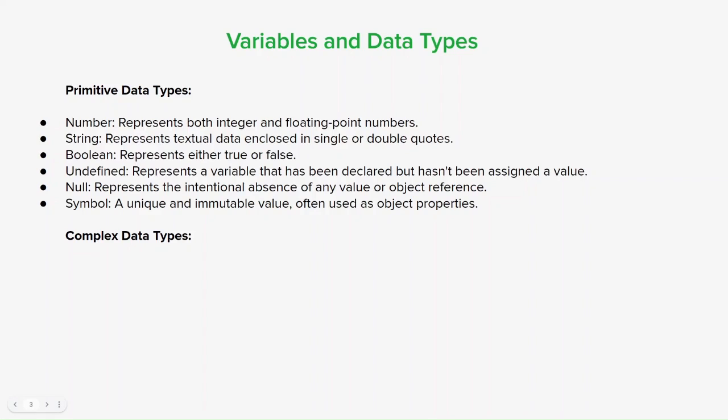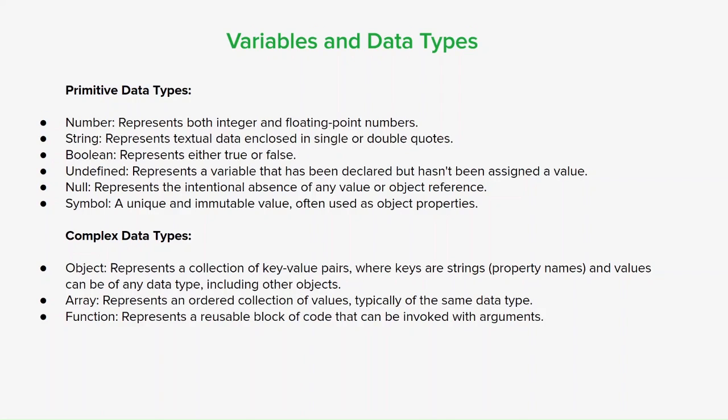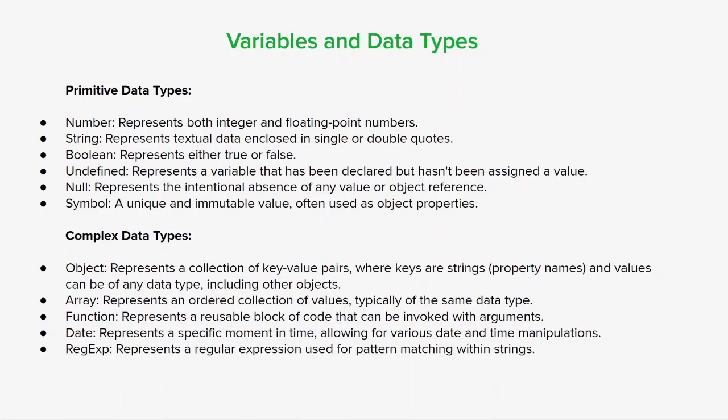Then you have complex data types. These are essentially objects, which represent a collection of key value pairs, where keys are strings and values can be of any data type, including other objects. You have arrays, which represent an ordered collection of values, typically of the same data type. And then you have function, which represents a reusable block of code that can be invoked with arguments. Then you have date, which represents a specific moment in time, allowing for date manipulation. Then you have regex, which represents a regular expression used for pattern matching within strings.